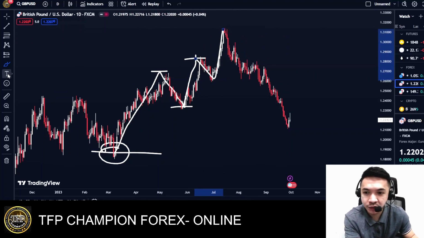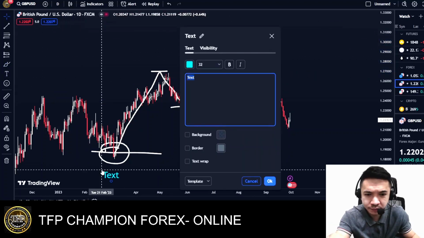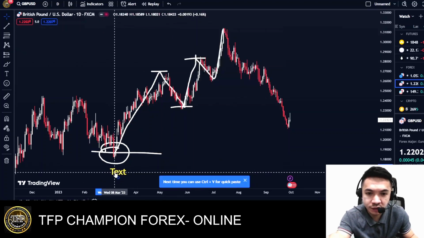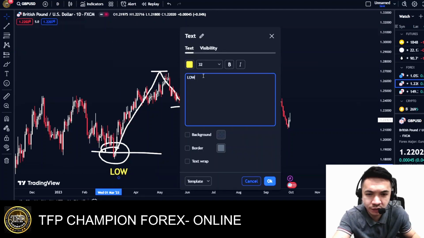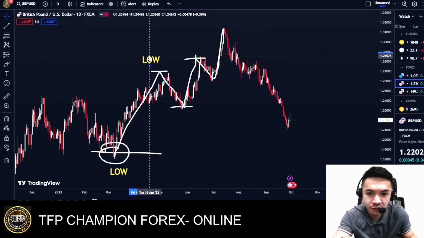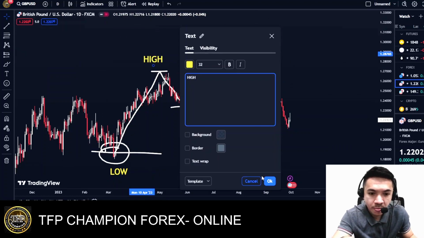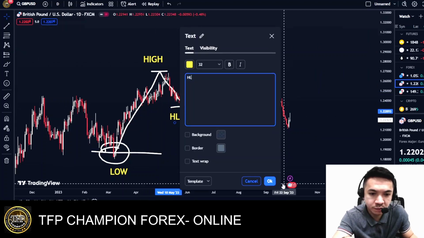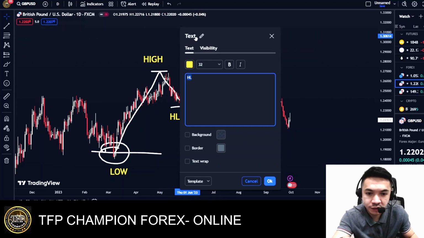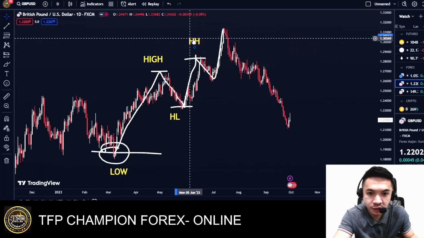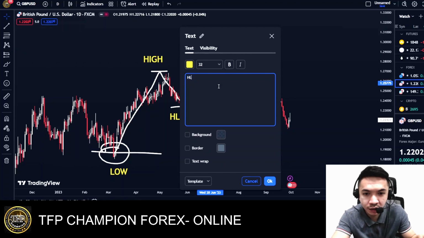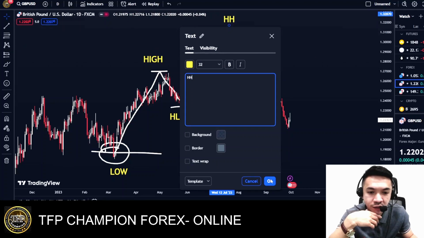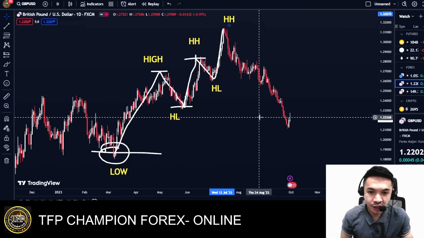From this point, we'll just mark all of our levels. Let's just initial our low. Then meron tayong high, and then higher low. I just put the abbreviation, guys, H. Another higher low, and then high. Okay, stop muna tayo dito, but at this point let's just analyze naman.